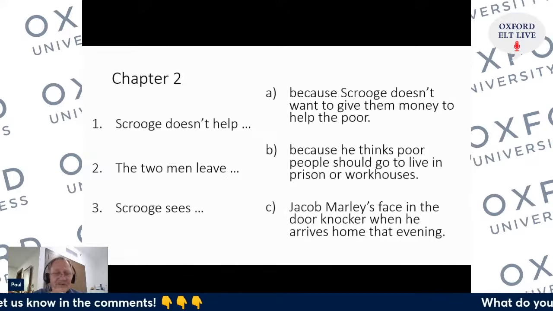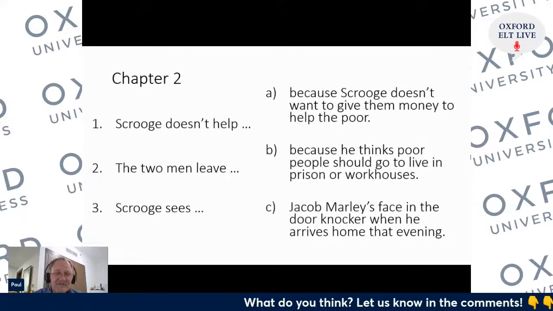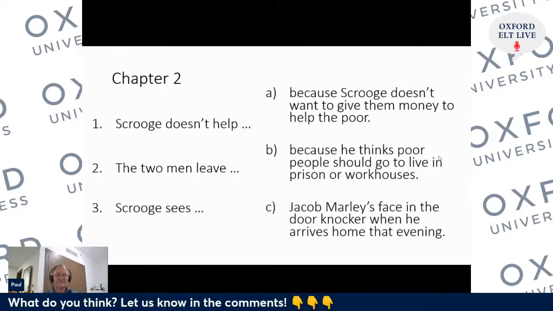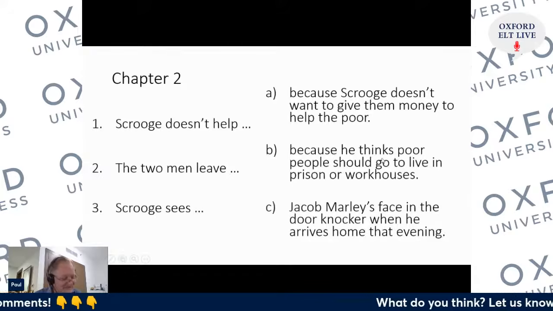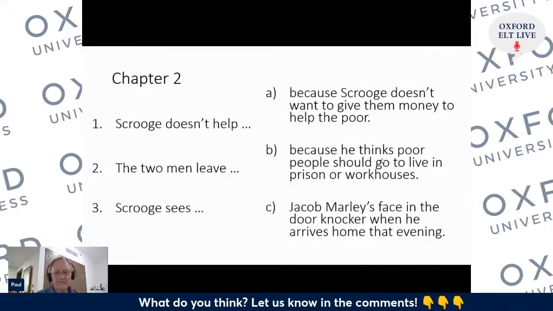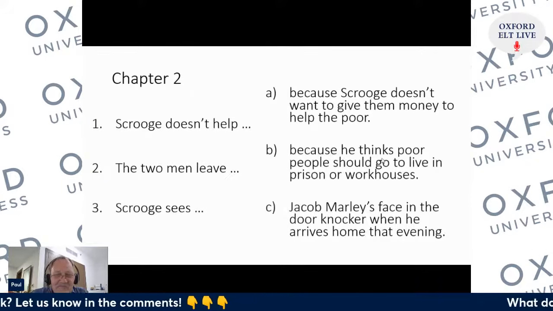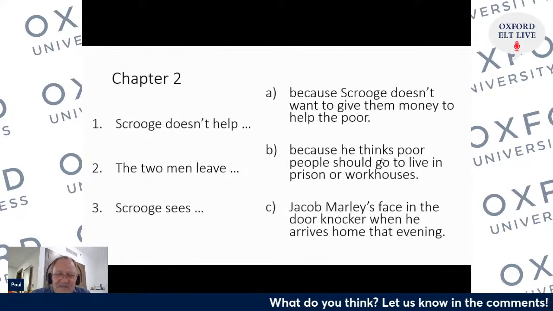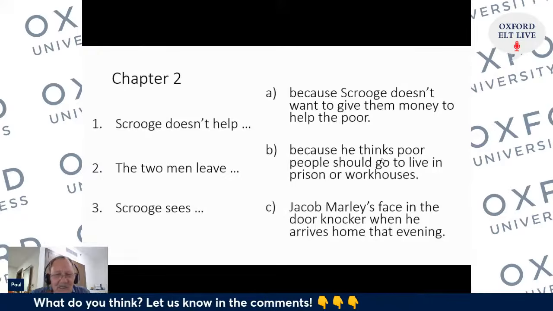They want to help the poor with donations of money. The two men leave his office. A, B, or C? And Scrooge sees. What does he see? In the comments, please, your answers before we read chapter 3. Scrooge doesn't help. Is it A, because he doesn't want to give them money to help the poor? Is it B, because he thinks poor people should go to live in prison or workhouses? The two men leave.